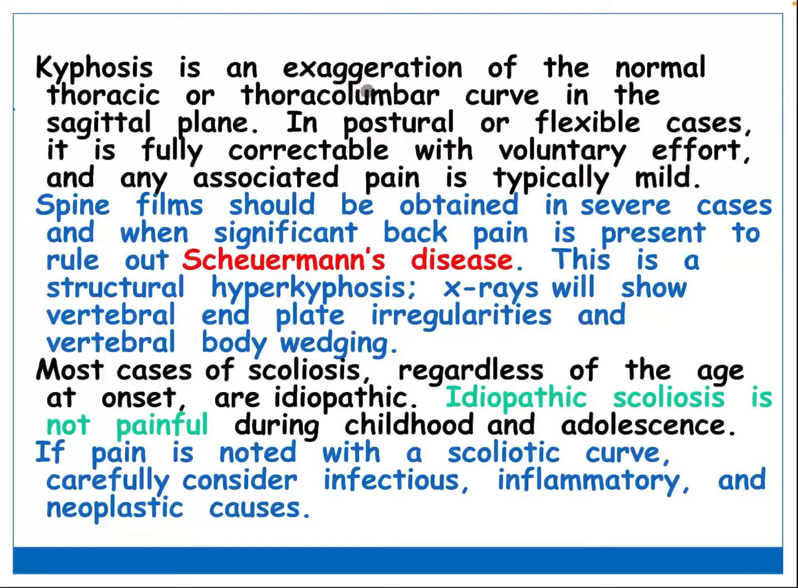Kyphosis is an exaggeration of the normal thoracic or thoracolumbar curve in the sagittal plane. In postural or flexible cases, it is fully correctable with voluntary effort, and any associated pain is typically mild. Spinal films should be obtained in severe cases and when significant back pain is present, to rule out Scheuermann disease. This is a structural hyperkyphosis. X-ray will show vertebral end plate irregularities and vertebral bony wedging.